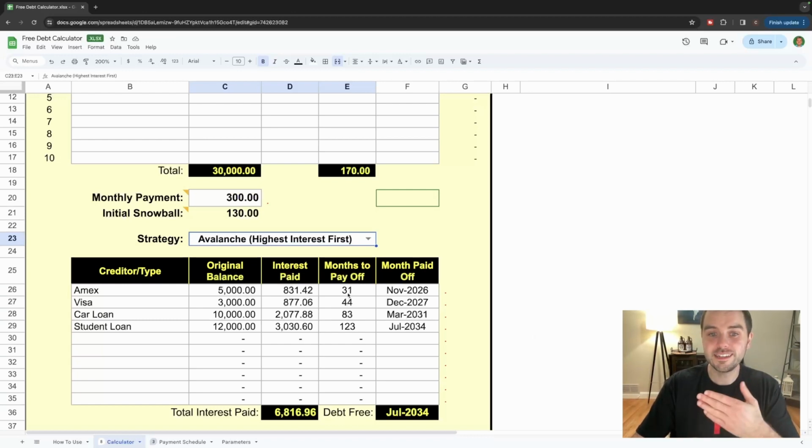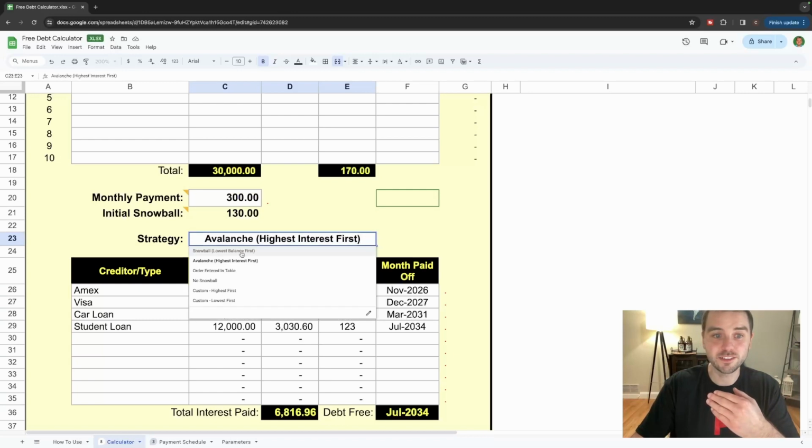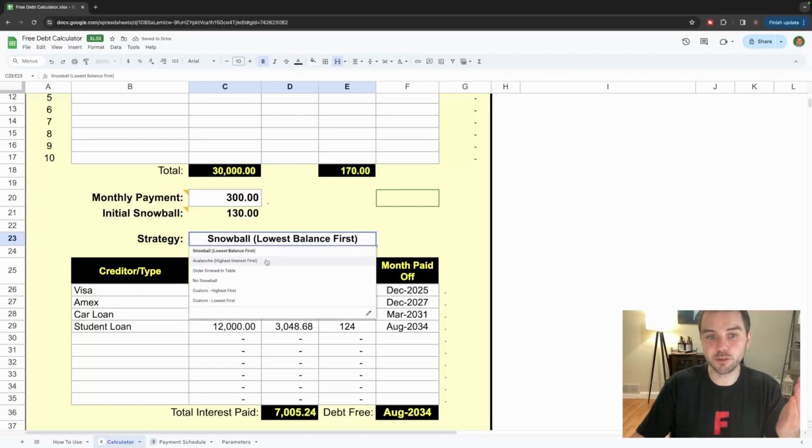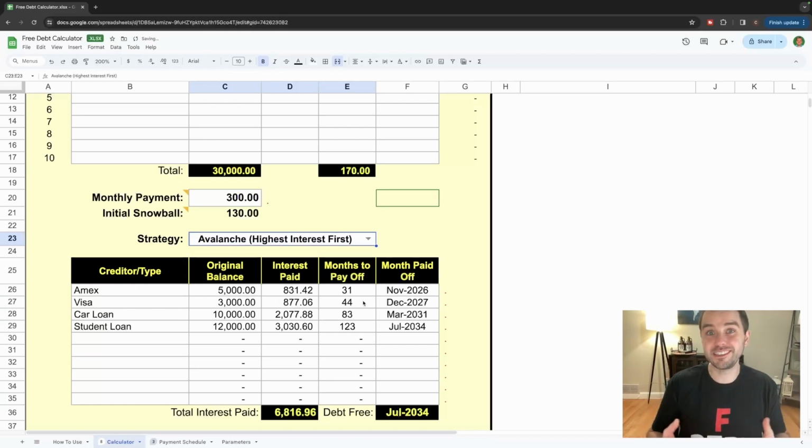But the first debt doesn't get paid off for 31 months. So if we go back to the snowball method, it was 20 months. So that's basically an extra year before the first one's paid off. That's why I mean the snowball method is going to be the best mental health one for you. And the avalanche method is going to be most likely the most cost efficient. So you need to sort of balance what would be best for you.